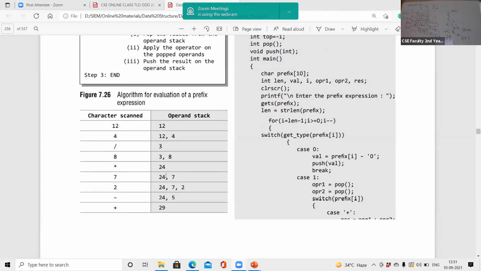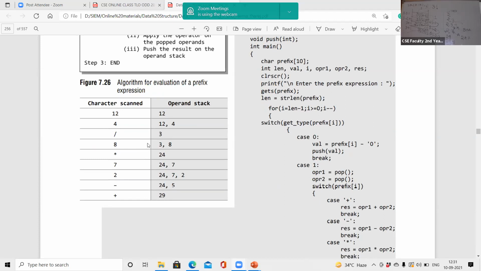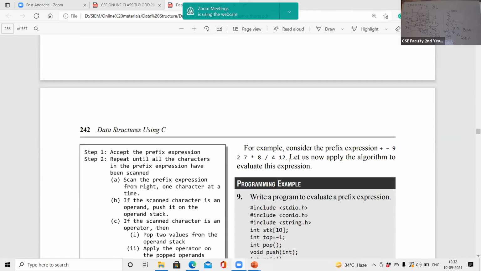3 will be pushed into the stack. After that 8. So 3, then 8, then multiply. So it gives 24. Then 7, then 2, so 24, 7, 2, then minus. So 24 and 5, since 7 minus 2 is 5, and then plus. So 24 plus 5 is 29, which is the final answer. So what is the difference? In this case, you will start scanning from the right hand side. In postfix, you are scanning from the left hand side. Is it clear?